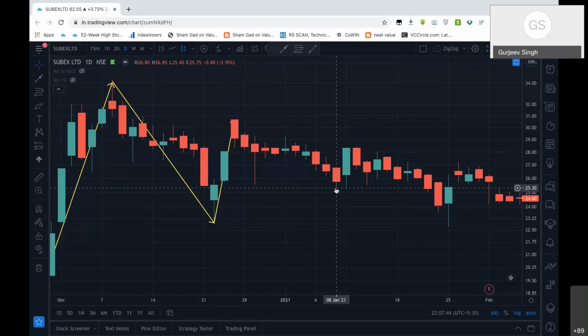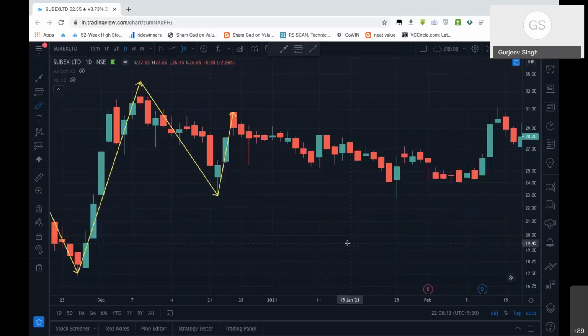Why no? No. Fourth bar crossing the high of the first bar. Three members are saying yes. This is not a valid point because this is 1, this is 2, this is 3, and this fourth candle is crossing the high of the first candle. Yes, but this is not a valid point.